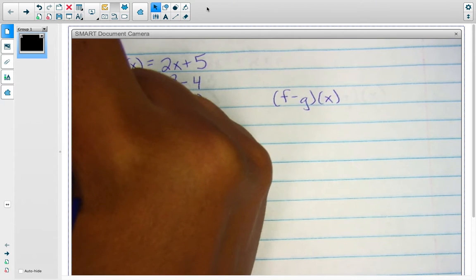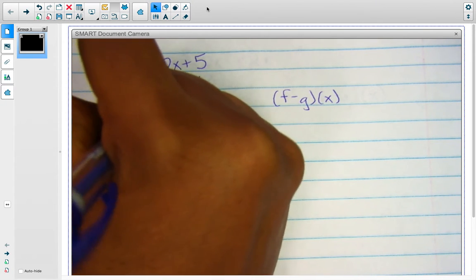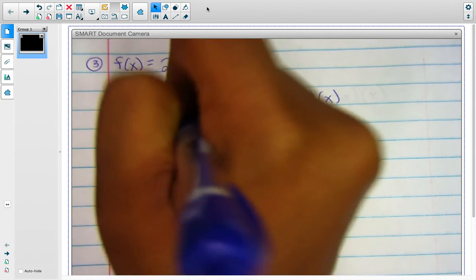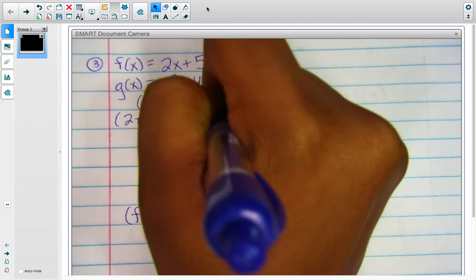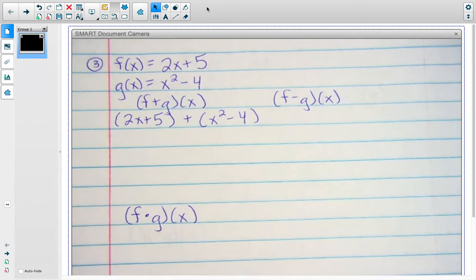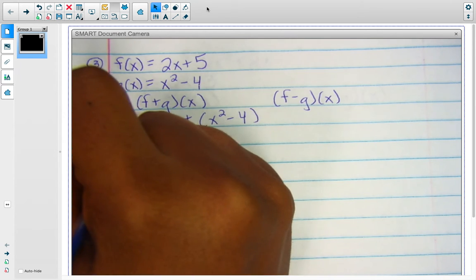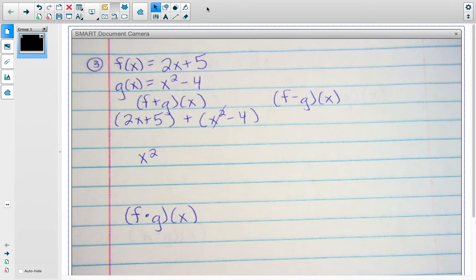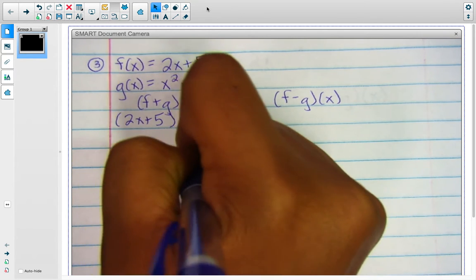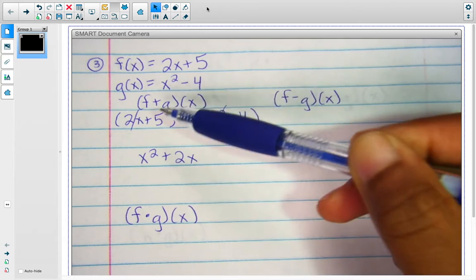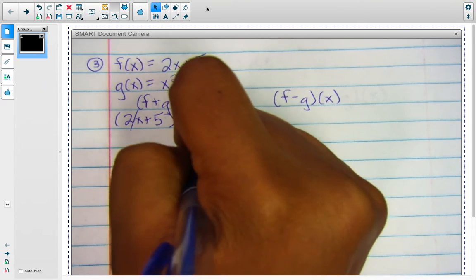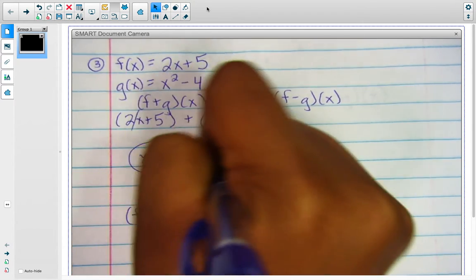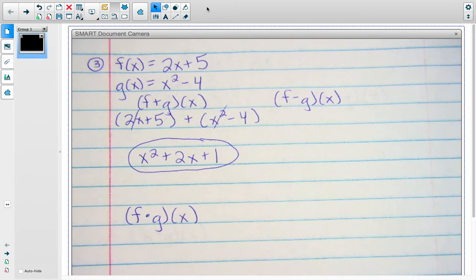So off we go. Let's add these together. 2x plus 5, and we're adding that to x squared minus 4. I don't see any like terms that go with the x squared, so I'm going to bring that down. I like to cross it out to keep track of what I'm doing. I don't see anything that goes with the 2x. There are no other like terms. 5 plus negative 4 is going to give me 1. So when I add these two functions together, we get x squared plus 2x plus 1.